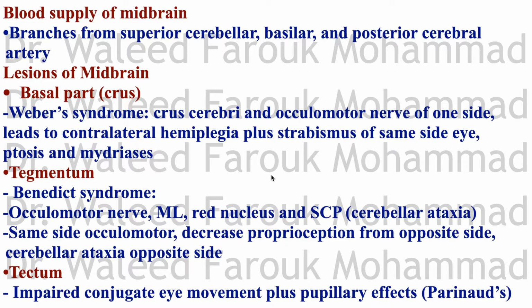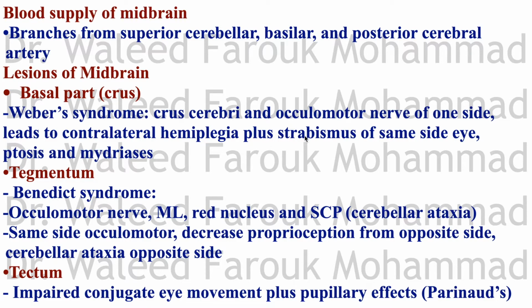Lesions of midbrain, lesions of the basal part, which is the crus cerebri. Remember, we talked about the corticospinal or corticonuclear fibers, so we expect a contralateral hemiplegia, because these fibers lower down in the medulla, they decussate. This is called Weber's syndrome, in which crus cerebri and oculomotor nerve of one side are affected. So the extraocular muscles of the same side will be affected, and the contralateral hemiplegia.